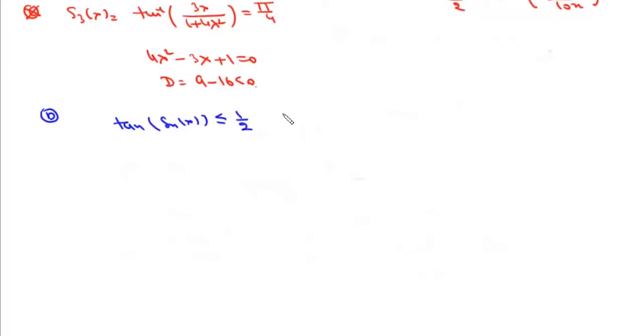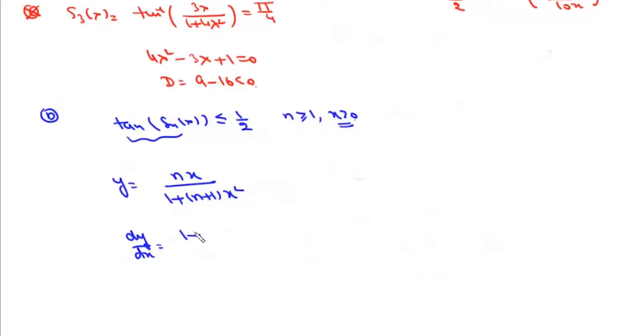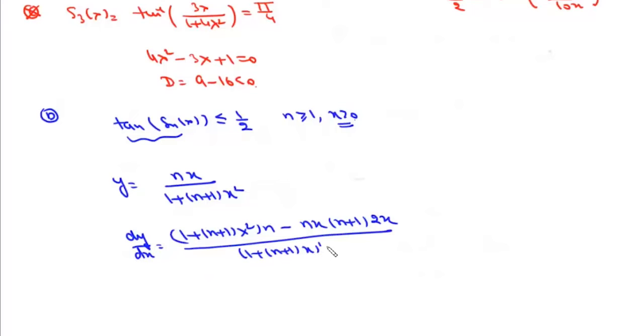Now in part D it says tan of Sn(x) is always less than or equal to 1 by 2 for any n greater than or equal to 1 and x greater than 0. Now what we'll do is we'll take this as some function y, and this y will be nx upon 1 plus (n plus 1)x square. Now we'll find its absolute maxima and minima when x is greater than 0. Now we find dy by dx. dy by dx will be [1 plus (n plus 1)x square] into n minus nx into (n plus 1) into 2x, upon [1 plus (n plus 1)x square] whole square.